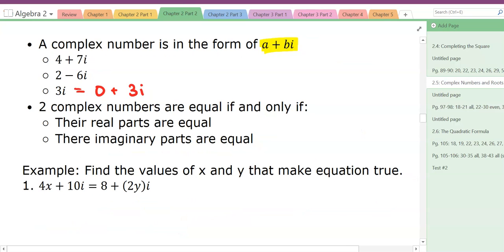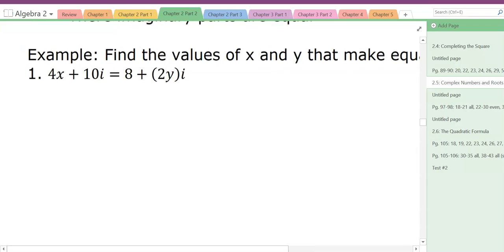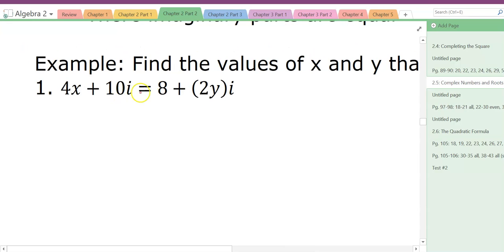We can use this to help us solve equations that have real number pieces and complex number pieces. So if we look, we have 4x plus 10i equals 8 plus 2y times i. So I know there's a lot of letters happening in this. We've got x's, we've got y's, and we've got i's. So when we are trying to figure out how to set these up to solve our equations, we look for the pieces that don't have i's, and we look for the pieces that do. And those are the things that you set equal.